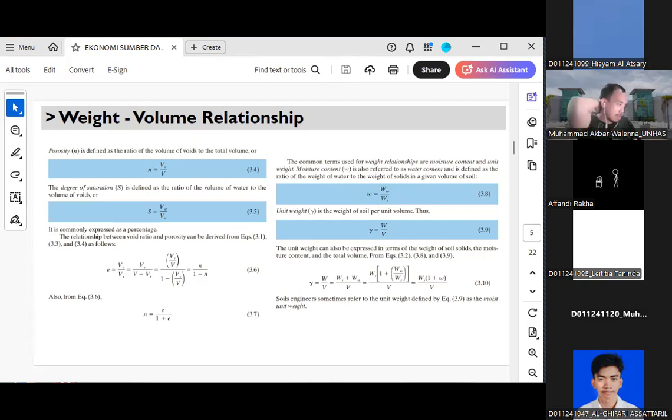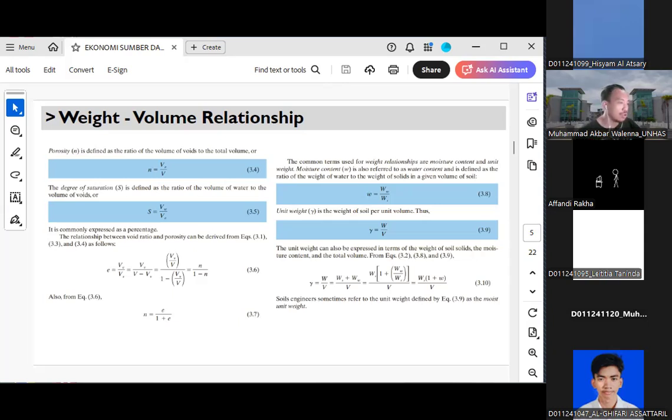I think it is also important to understand moisture content because it is always associated with soil strength and compressibility. The more moisture the soil holds, the weaker the strength and the higher the compressibility. All right. So we are moving on to the unit weight or gamma.